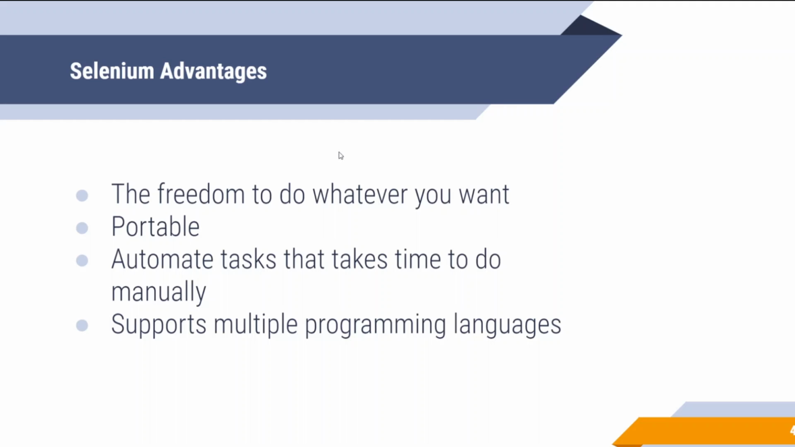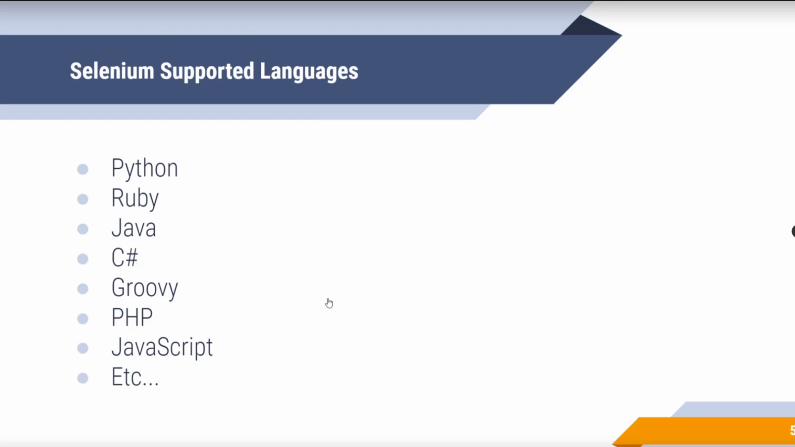I'll just quickly talk about the advantages. Like I said, with Selenium you have the freedom to do whatever you want. It's pretty portable, and you can automate tasks that take time to do manually. It also supports multiple programming languages. The supported languages include Python, Ruby, Java, C Sharp, Groovy, PHP, JavaScript, and more. I don't want to say all languages, but at this point you can see it as mostly any popular language on the market today. Selenium is supported.